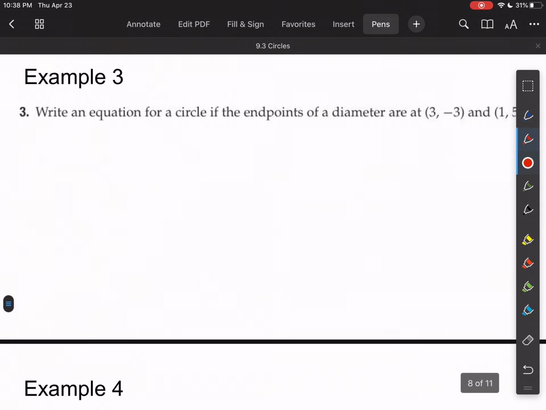All right. Now, for example 3, they want you to write an equation for a circle if the endpoints of a diameter, which is the total distance across, right, are at 3, -3, and 1, 5. I mean, you could sketch this out if you need to see a visual of this. So 3, -3 is here. 1, 5 is up here. Okay, so this is our diameter.